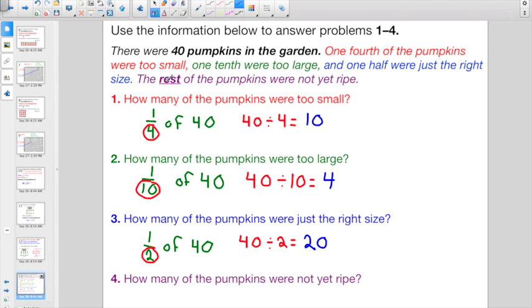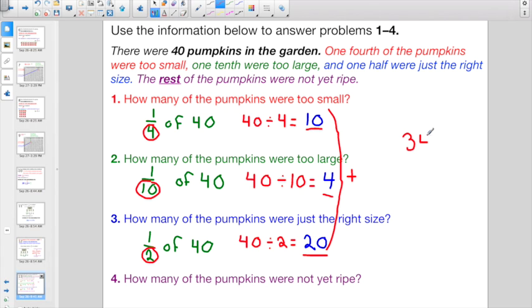They're not giving you a fraction for this one. It just says the rest of the pumpkins were not yet ripe. The rest of the pumpkins. Well, how many pumpkins have I talked about so far? I have 10 that were too small, 4 more that were too large, and 20 more that were just the right size. If I added these all up, 10 plus 4 plus 20, that's going to give me a total of 34 pumpkins, right?